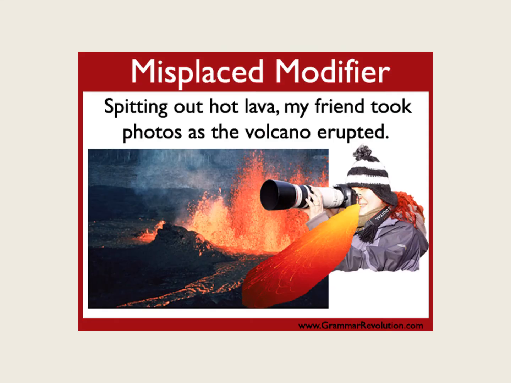Here's another example that moves us into our next type. Spitting out hot lava, my friend took photos as the volcano erupted. The way that reads is that the friend was spitting out hot lava. It's not what you want to say. How would you change that so that spitting out hot lava is where it's supposed to be?